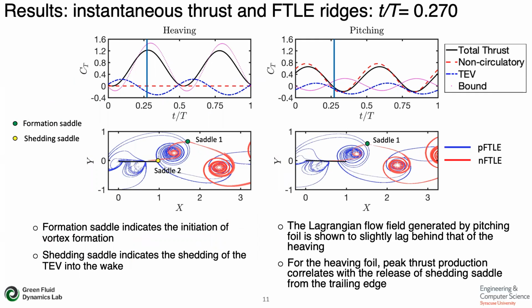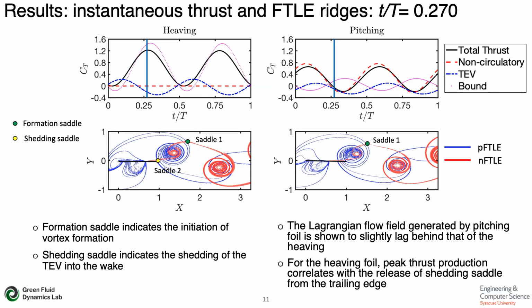Let's first look at this time frame where the maximum heaving thrust is produced. I mentioned previously that the intersection of the positive and negative FTLE ridges is known as the Lagrangian saddle. Here I'm defining two different saddle points: the formation saddle, as shown by the green circle, and the shedding saddle, as shown by the yellow circle. The formation saddle indicates the initiation of the vortex formation, and the shedding saddle indicates the shedding of the vortex into the wake. There are two important things to look for here.